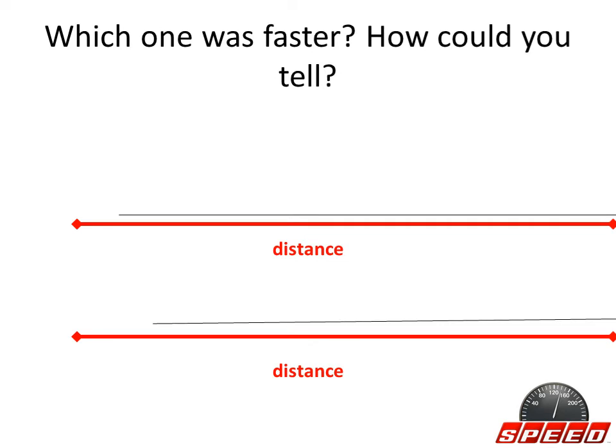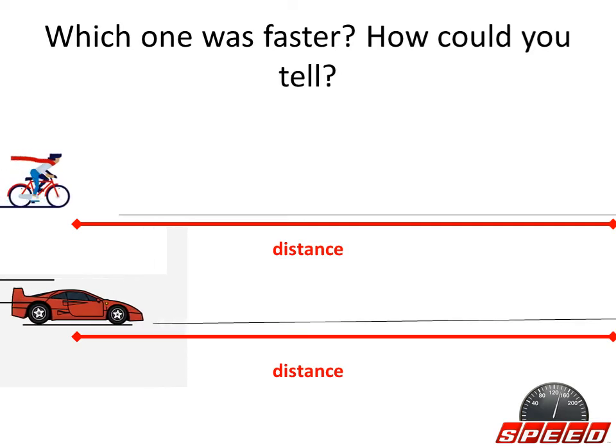Which one is faster? How can I know the speed and which one is faster? How can you tell? I'm going to present on this slide a bicycle and a car, and they are going to cover the same distance as you can see on my screen. The distance for both is going to be the same. So both the car and the bicycle are going to cover the same distance. Which one do you think is faster?